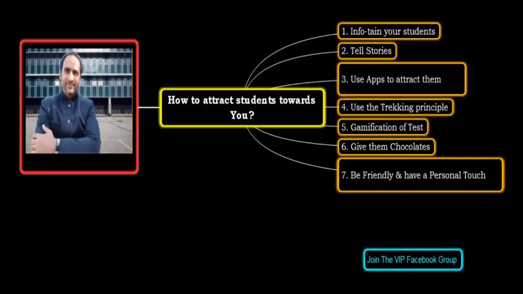Point number 4, use the principle of trekking. You know, when people go for trekking, hiking or mountaineering, they follow one principle. The entire group moves at the speed of the slowest member. Think, what will happen if the leader goes with the pace of the fastest member? Some of the group members will be lost, isn't it?